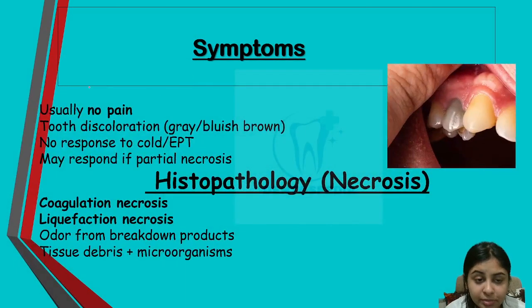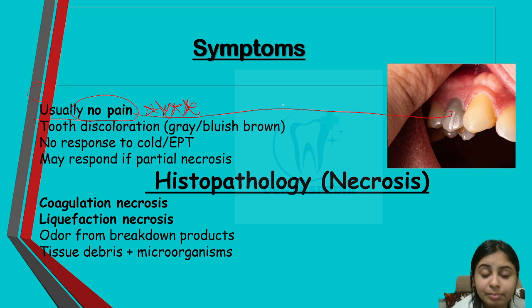Now coming to the symptoms, what are the symptoms of pulp necrosis? First is usually no pain. It is a very important point that in pulp necrosis there is no pain. That is, the vitality of the tooth has been lost. So the patient doesn't complain of anything. There is no pain, nothing.